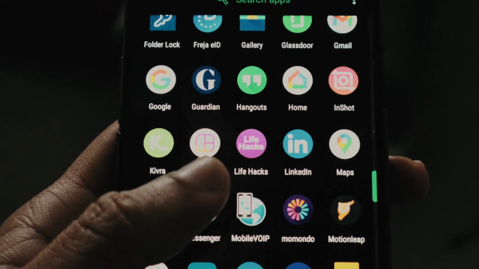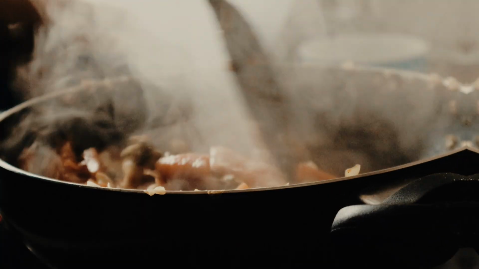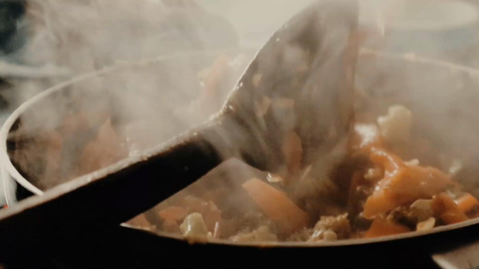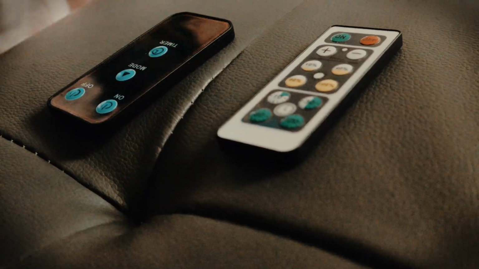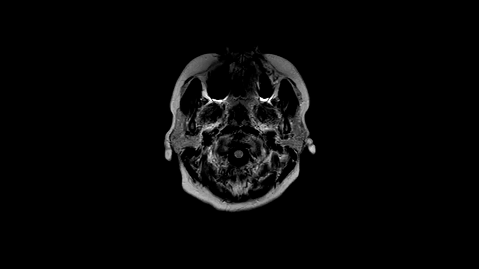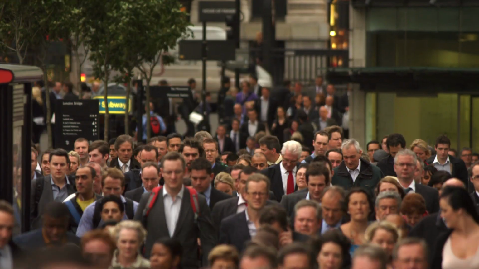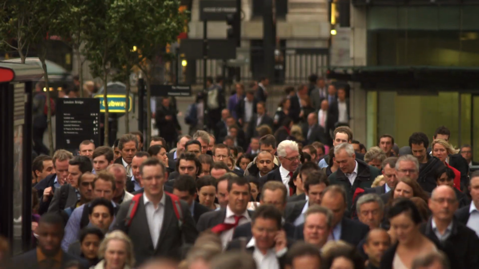Real change comes from compound effects of hundreds of small decisions over time that accumulate to produce remarkable results. Our decisions are significantly influenced by our thoughts, and what we know about our brain is changing at a breathtaking pace. So what makes us who we are?